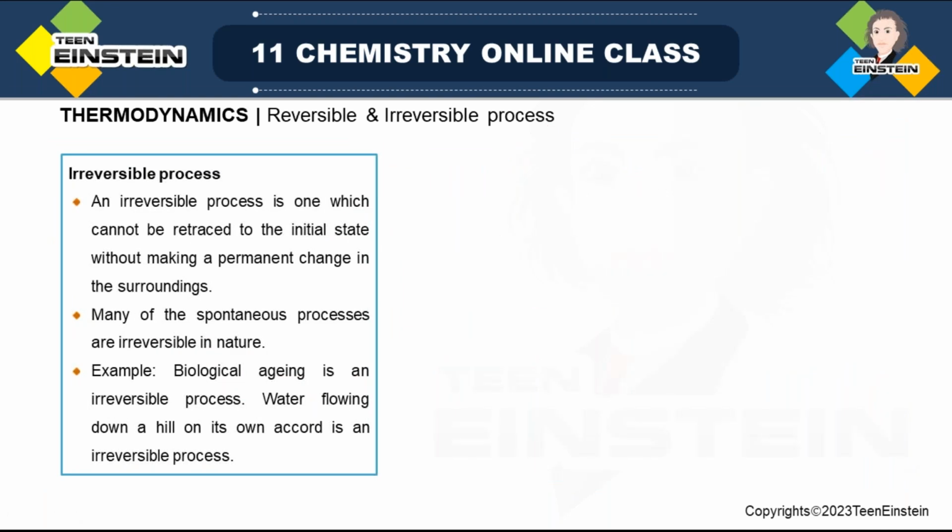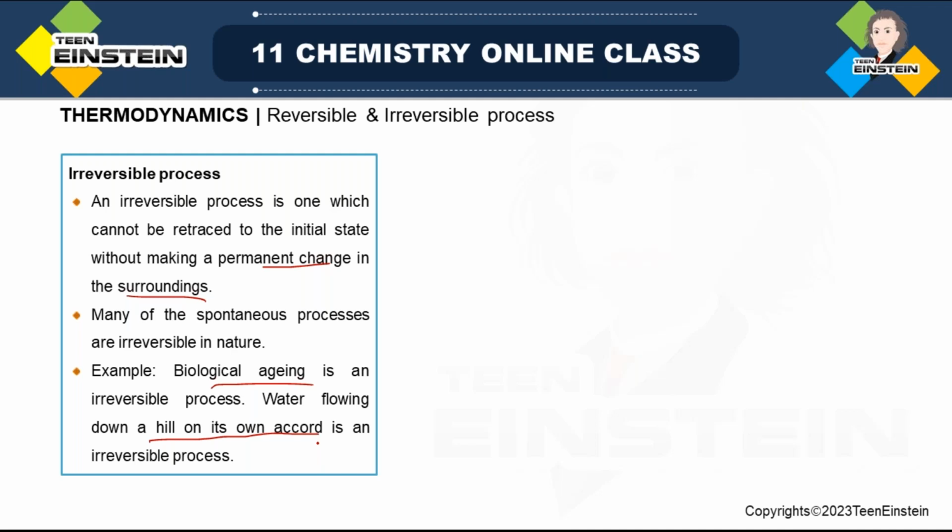Now once you understood reversible, obviously then there is irreversible, which is basically most of the common natural observations that we see in nature, most of them are irreversible. So you cannot retract to the initial state easily. If you want to do so, you have to make some permanent change in the surrounding. It is not natural. So take the example of biological aging. It is an irreversible process. Water flowing down a hill on its own accord. Now if you want the movement of water from down to up, it is obviously not natural. You have to make some effort for that.